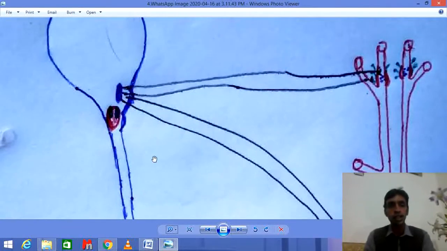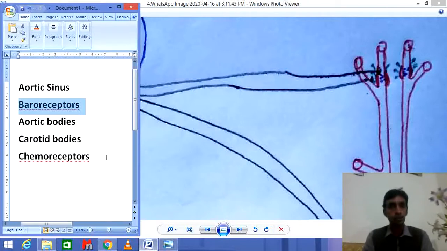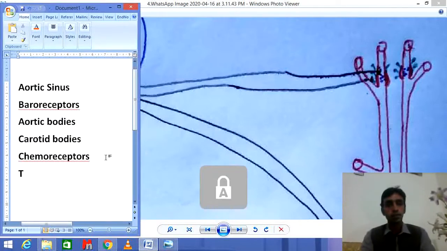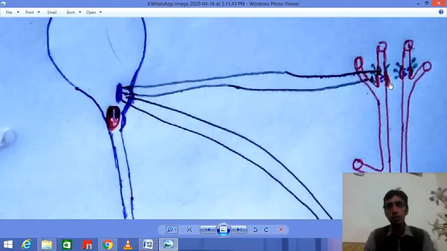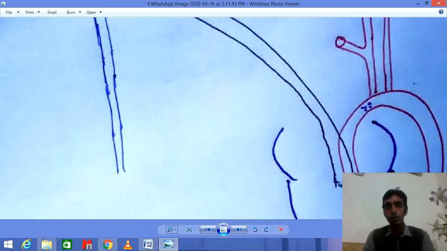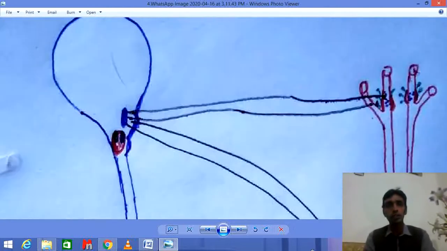This nucleus is called Tractus Solitarius. This Tractus Solitarius is responsible for the reception of the impulses from these bodies. This Tractus Solitarius is responsible for the reception of these signals from this area and from the lower area to this.